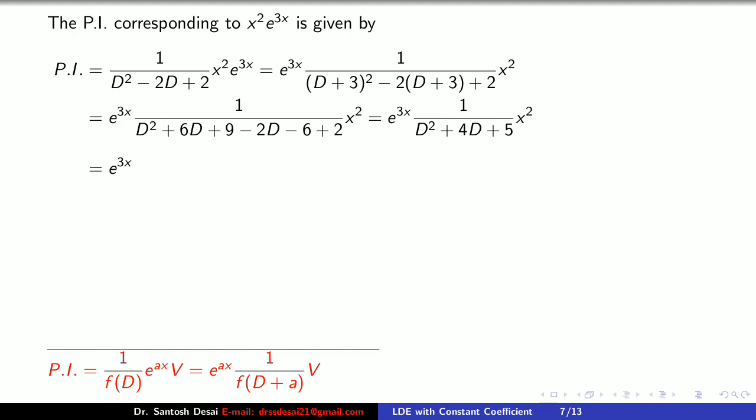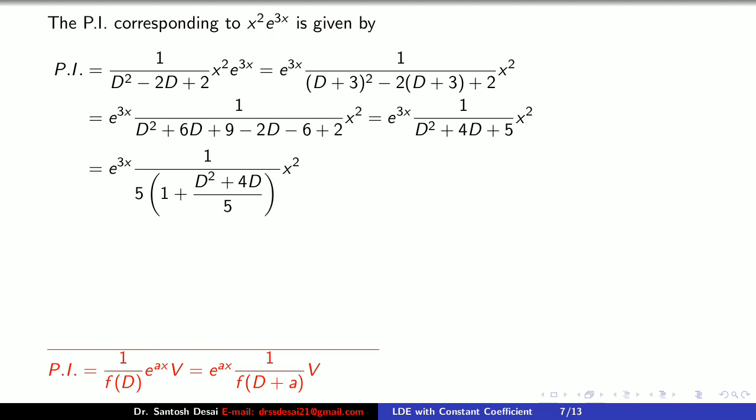So we get e raised to 3x into 1 divided by, since 5 is common, the first term will be unity. Now this is a very important one. Since the 5 is taken common, we write the remaining terms, that is D square plus 4D, and to its denominator write down the number 5, and the middle sign will be the sign of the number which is taken common. So it is plus, and therefore the middle sign is plus, into x square.